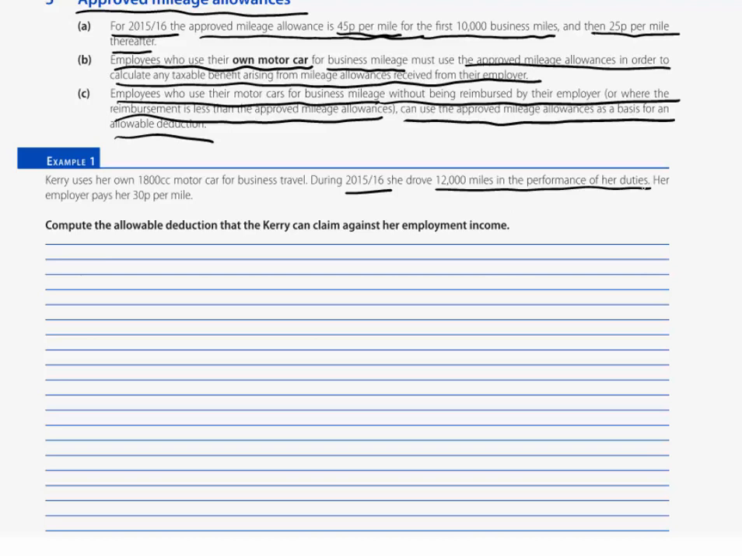That is private. Here, however, we're told quite clearly the amount of business miles, 12,000 miles in the performance of her duties of employment. So what do we do? Right, we will work out what the actual amount paid to the employee is, that being given there at a rate of, her employer pays her 30 pence per mile, and we'll compare it with the approved, the authorised mileage rates. So let's do the approved, the authorised amount first of all.